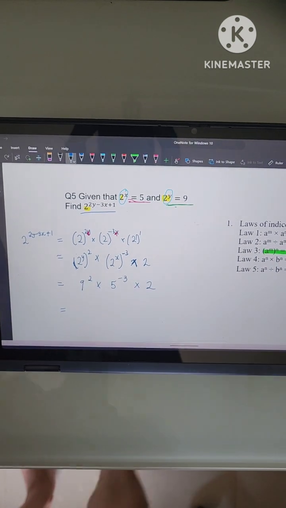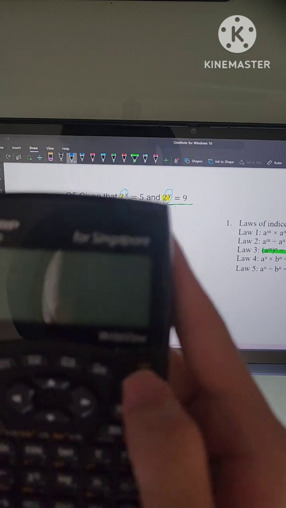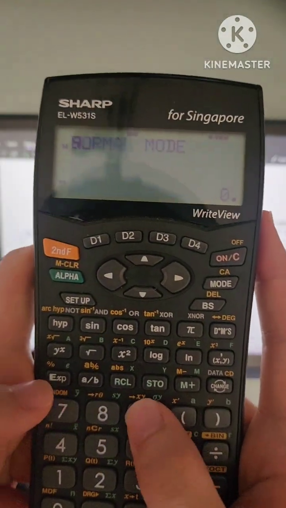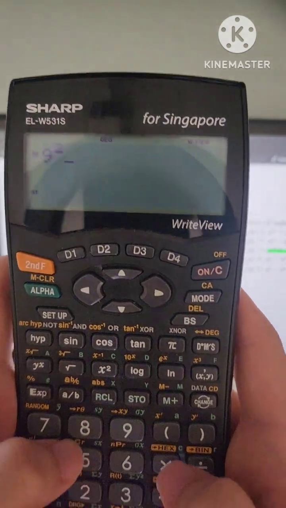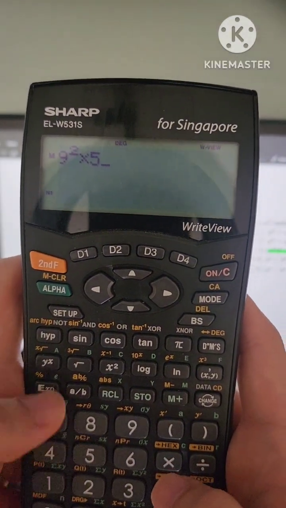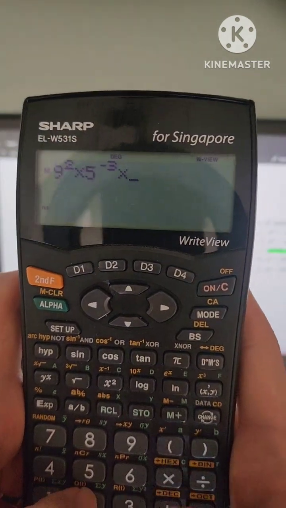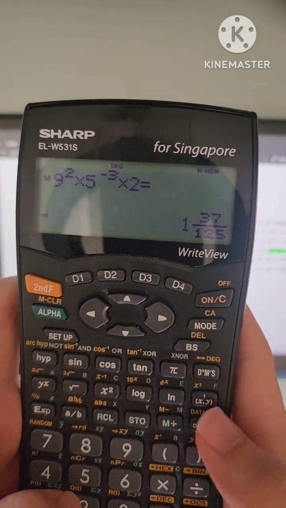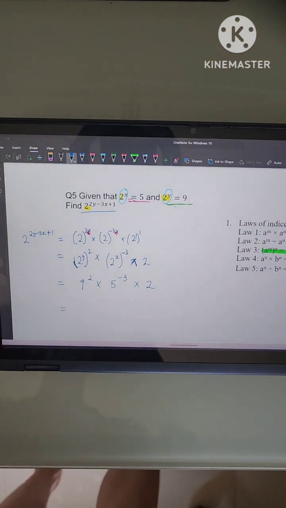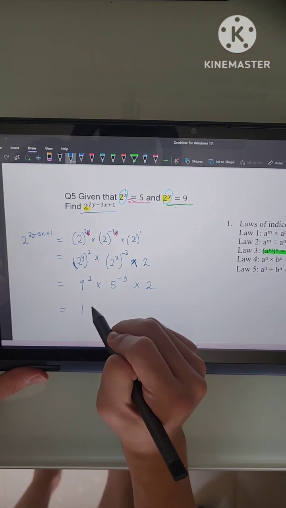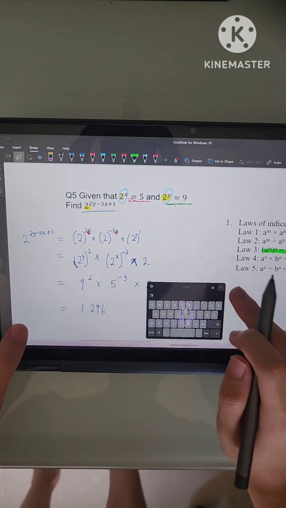And what will my answer be? If you plug this into your calculator, let's do it together. So 9 squared times 5 to the power of negative 3 times 2 equals 1.296, and that's our final answer.